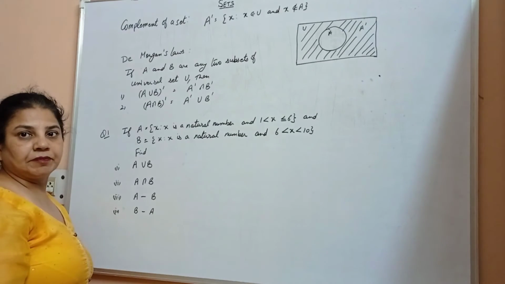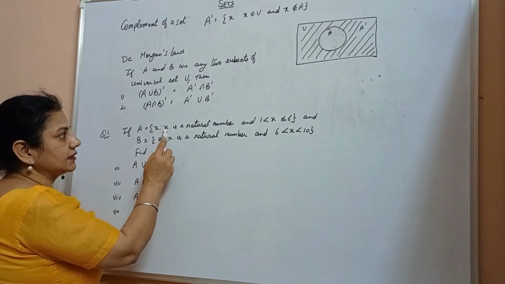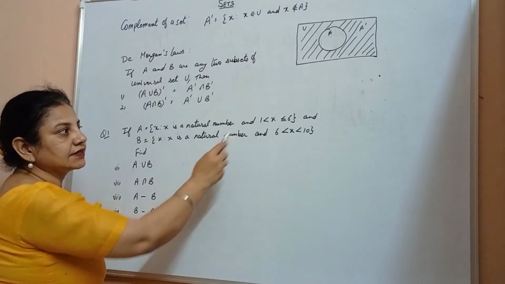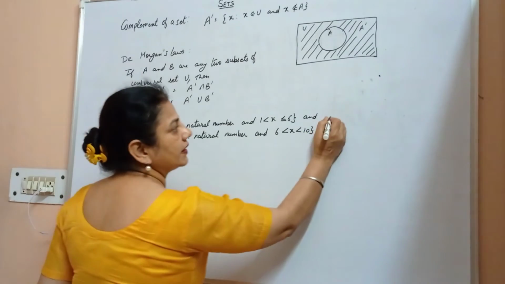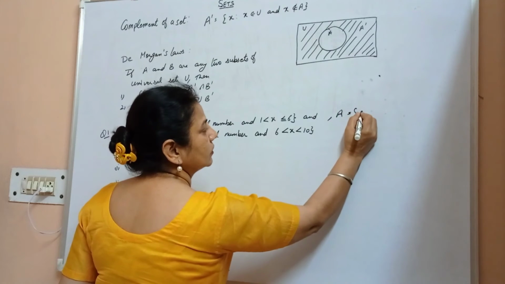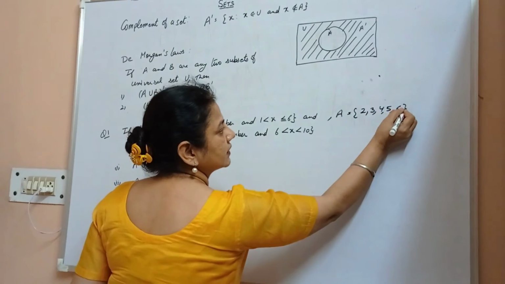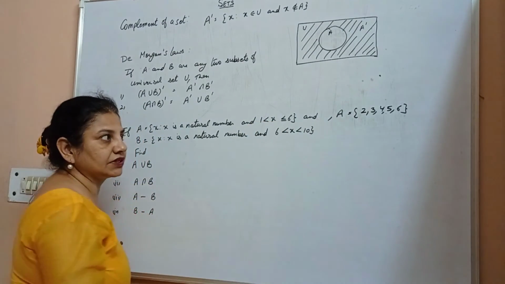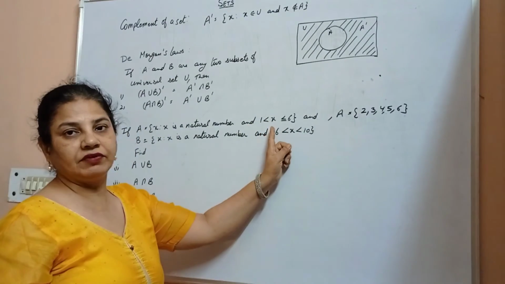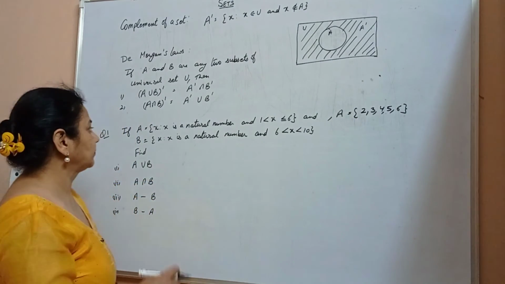So let us proceed with the problem part. It says: if A is a set {x such that x is a natural number, x is greater than 1 and less than or equal to 6}, then in roster form I will write A as 2, 3, 4, 5, 6. As x is strictly greater than 1 and less than or equal to 6, 6 will be included and 1 will not be included. So I have 2, 3, 4, 5, 6.